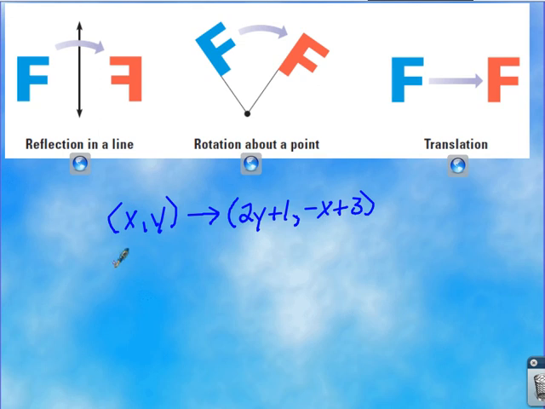I said, okay, take the point 3 comma 4. What kind of transformation is this? I have no idea. That's pretty ugly, right? But how would you transform that? Well, you take your y, which is 4, and plug it in right here. 2 times 4 is 8, plus 1 is 9. You take your x, which is 3, and plug it in right here. Negative 3 plus 3 is 0. So 3, 4 turned into 9, 0. That's interesting. What kind of transformation would that be?